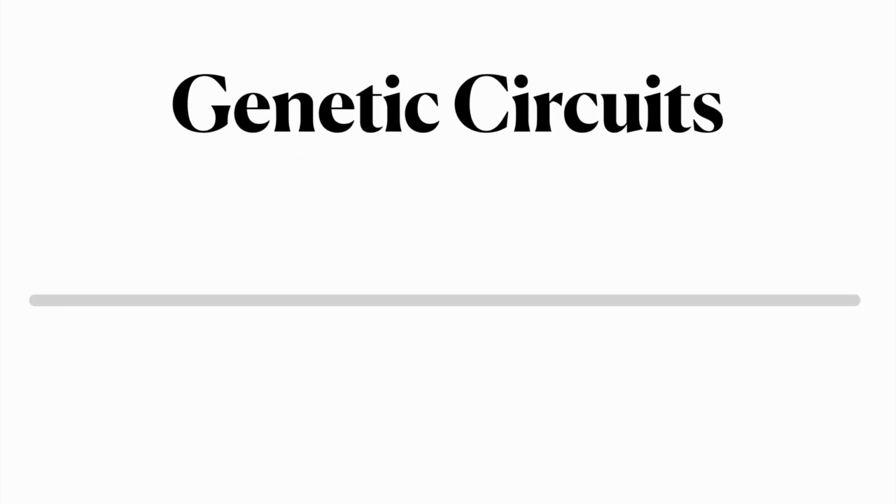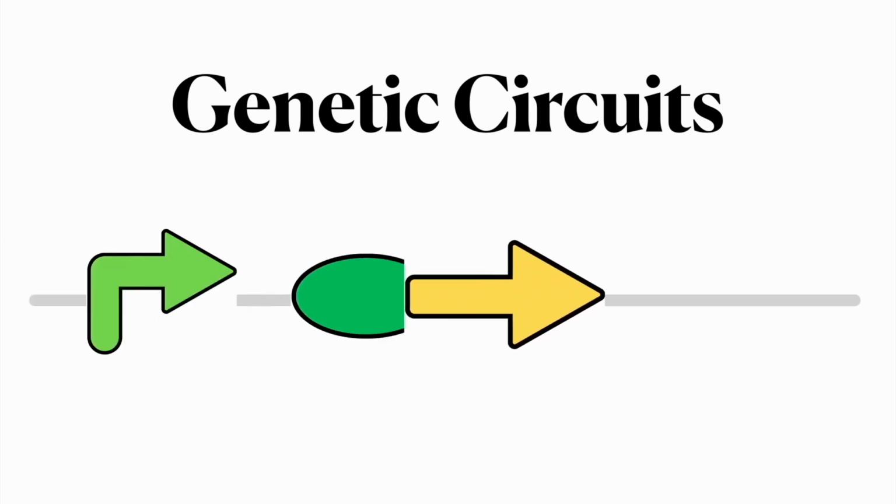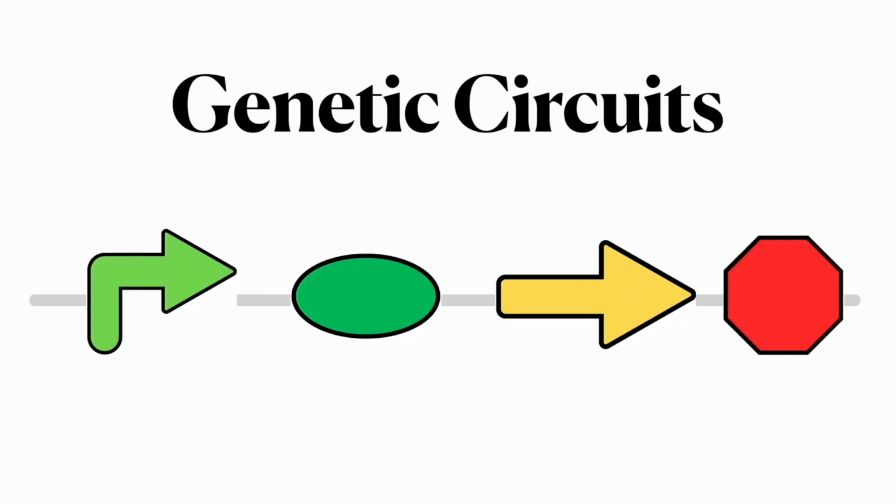In this video, we will be covering genetic circuits, a fundamental concept required to understand how to reassemble cells so that their functions can change. Genetic circuits consist of four key components: the promoter, ribosome binding site, coding region, and terminator.